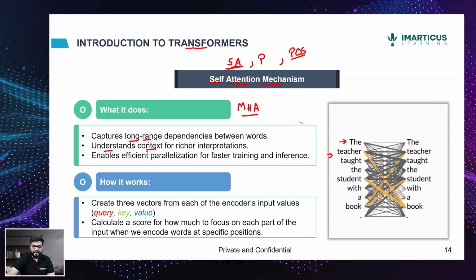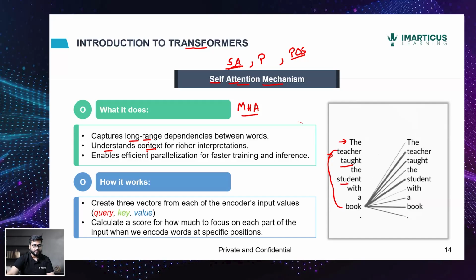So let's look at this sentence. The teacher taught the student with a book. When we look at this sentence, we have multiple words here. Some of the words are related to each other, and that is giving meaning to the sentence. We have long-range dependencies as well. We have important words that are capturing the context of the sentence as well.